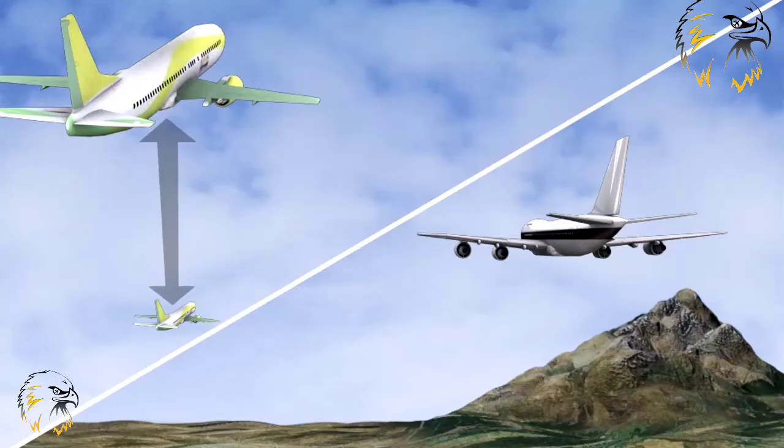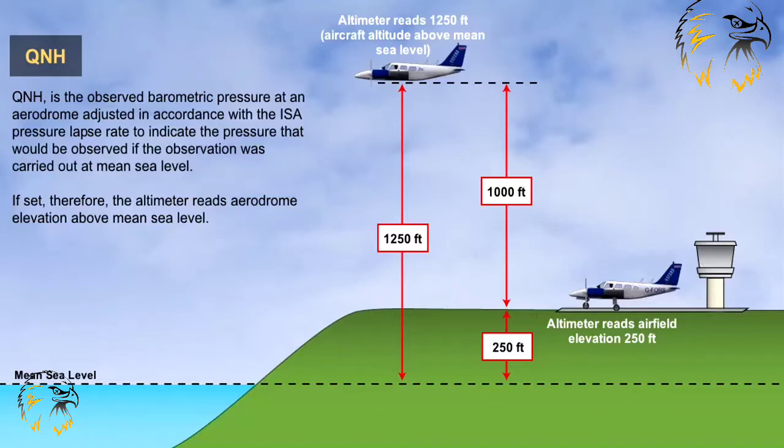The two main objectives of altimeter setting procedures are to provide adequate vertical separation between aircraft and provide adequate terrain clearance during all phases of flight. There are two altimeter subscale settings that can be used at any aerodrome. QNH: this is the observed barometric pressure at an aerodrome, adjusted in accordance with the ISA pressure lapse rate, to indicate the pressure that would be observed if the observation was carried out at sea level.